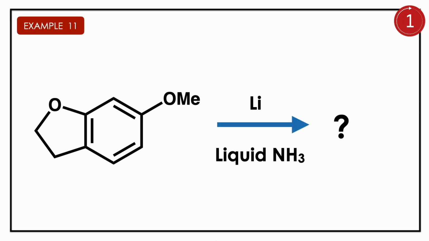Then the next example, you have benzene fused with a 5-member oxygen ring, which is a heterocycle, and you have O-methyl. You are reacting with lithium and liquid ammonia. You should find what will be the final product.